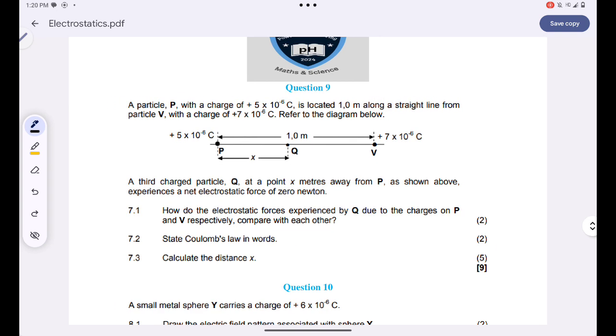How do the electrostatic forces experienced by Q due to the charges on P and V respectively compare with one another? They are the same. For the fact that Q is experiencing a net electrostatic force of 0 newtons, it simply means that the electrostatic force between P and Q is equal to the electrostatic force between V and Q.